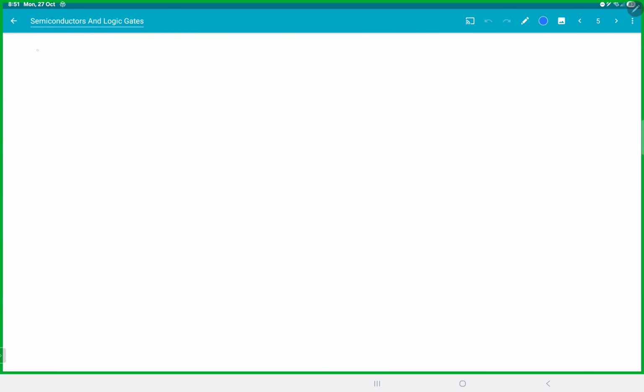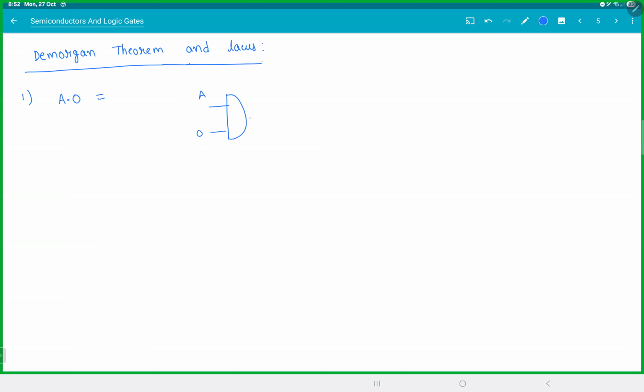No, there are some important theorems or results actually. What is A dot 0? So this is how you read it up. A dot 0 means you have an AND gate. In that one input is A and one input is 0, off. So in an AND gate, if one switch is always off, then the output is always off. So A dot 0 is always 0.